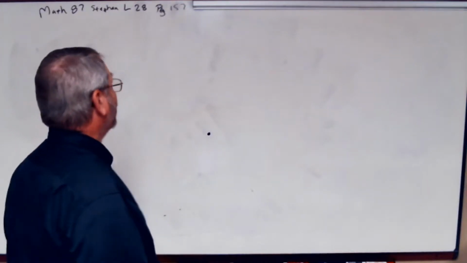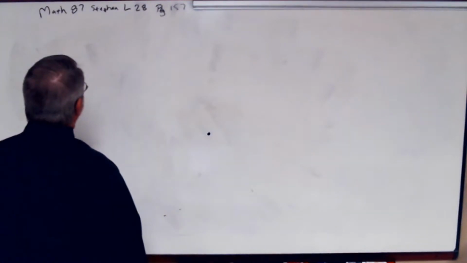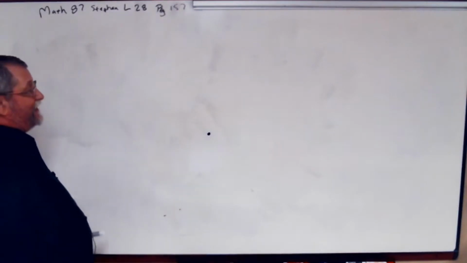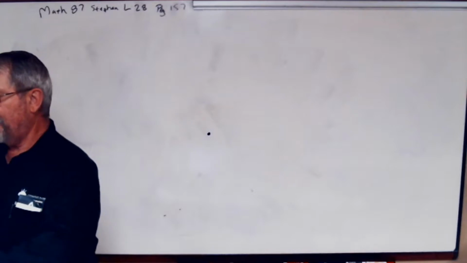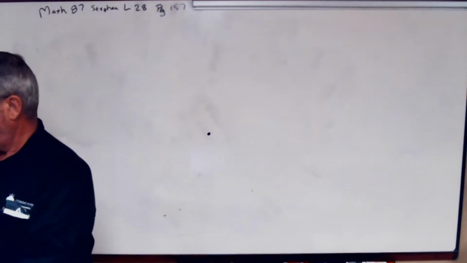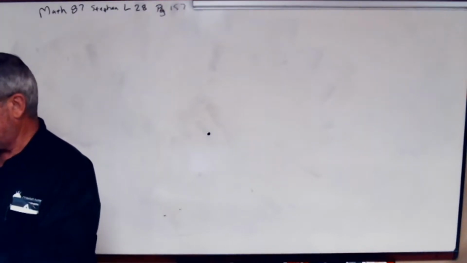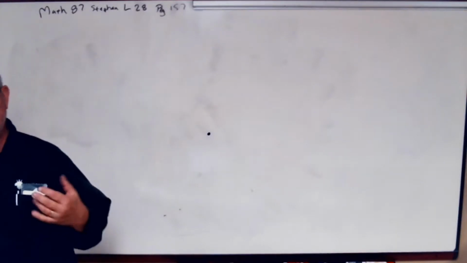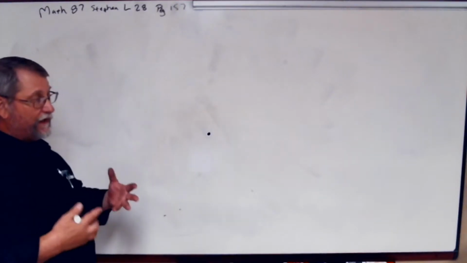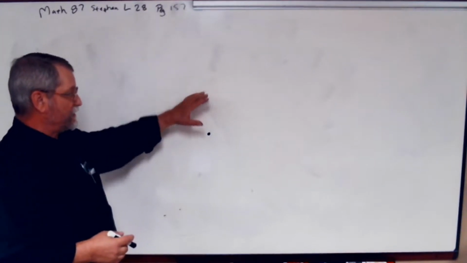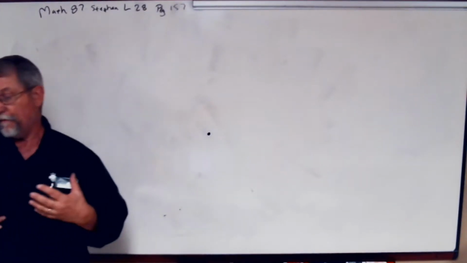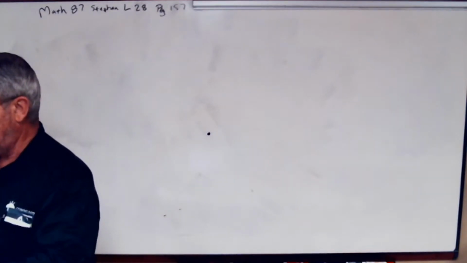All right, Mr. Steven. Math 87, lesson 28, page 157. Two parts to this lesson again. There's two-step word problems and average part one. Two-step word problems. Two-step means there's two things you have to do. You have to do this, get an answer, do something else. Remember, don't just work the first part and stop.